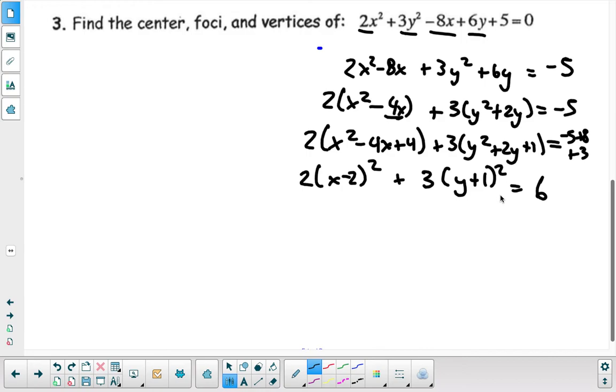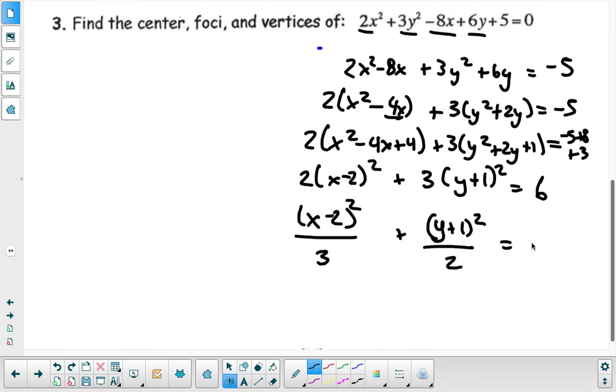Just making sure I have that right. Okay, 6. And you're then going to divide everything by 6 so that it can equal 1. 2 divided by 6 is a third. 3 divided by 6 is a half. And then you're just going to find the information based off of this.